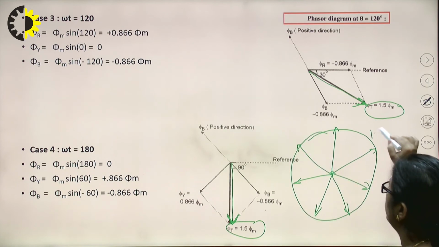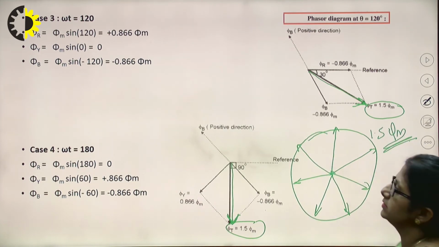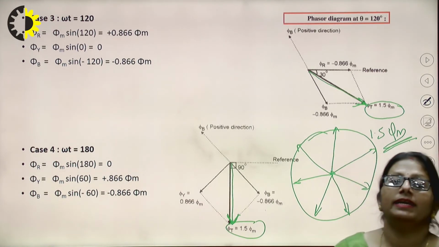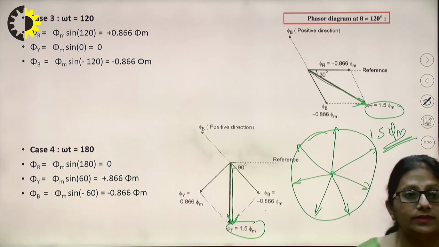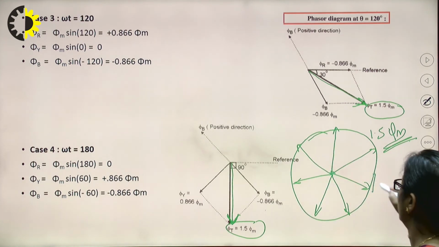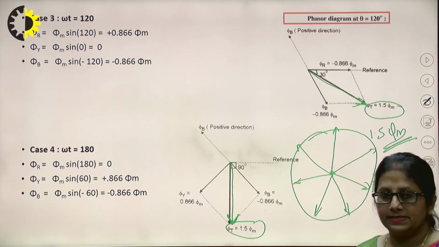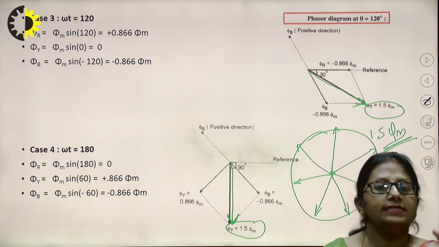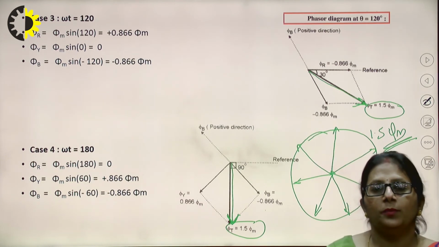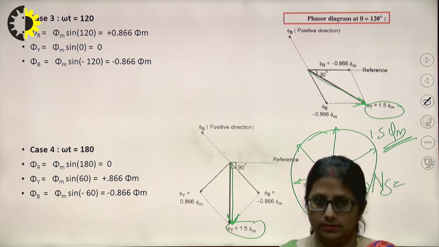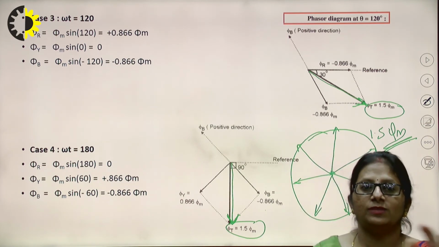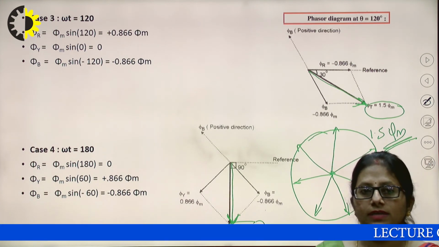What is that constant magnitude? 1.5 times the maximum flux of the input supply, right? But it is rotating, and rotating with the speed of ns, right? That is how the production of rotating magnetic field is done. You can see that for the production of rotating magnetic field, every time I require at least a two-phase supply. Even if one is 0, I require at least two phases displaced by some angle. Then only can I have a resultant field.